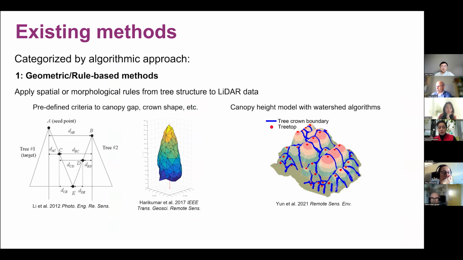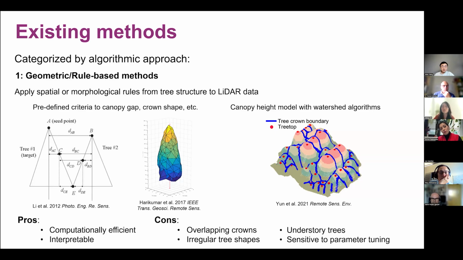For example, on the right is a canopy height model with a watershed algorithm. It regards a forest canopy as an inverted landscape where each treetop is a peak, and the algorithm finds the valleys or the boundaries between them. The pros of these approaches are that they are computationally efficient and the logic is very interpretable. But those methods struggle in dense forests with overlapping crowns, and they have difficulty with irregularly shaped trees. They often fail to detect understory trees, and they are also highly sensitive to parameter tuning.